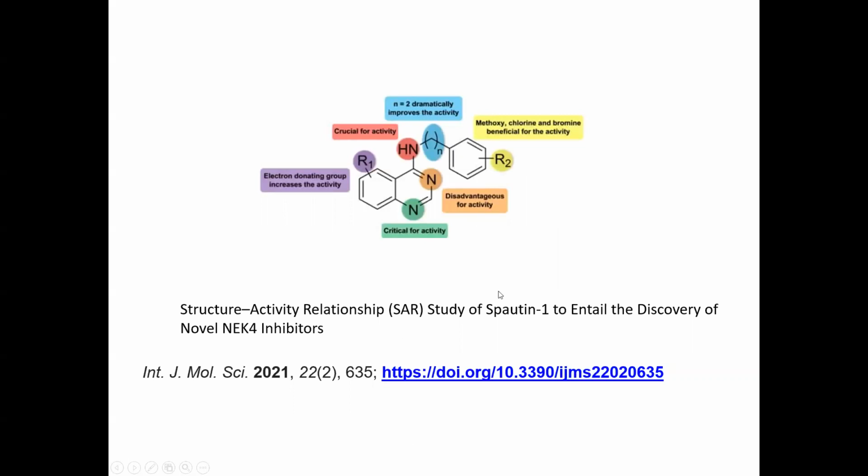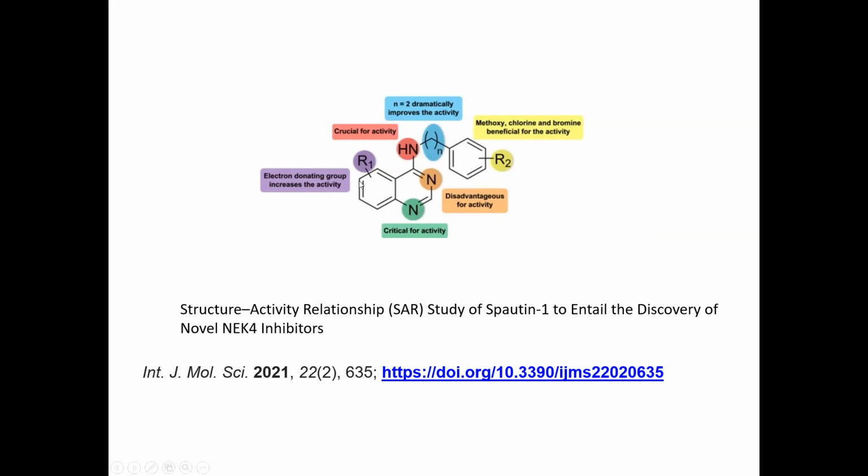For example, this is a drug. The drug's name is pattern 1, and you can see that this was reported recently in the International Journal of Molecular Science. This slide is actually given to understand what is called structure and activity relationship.